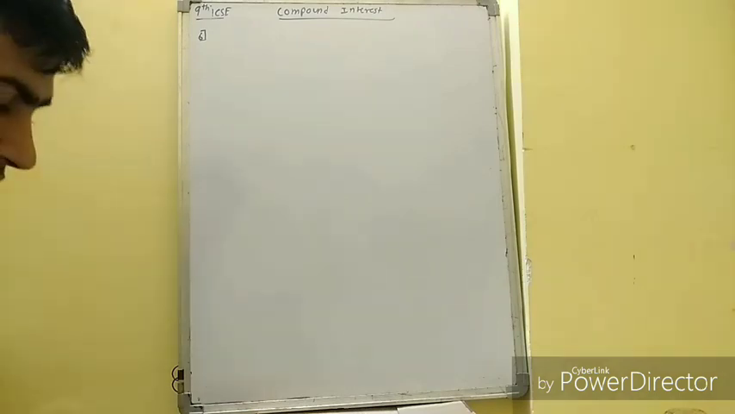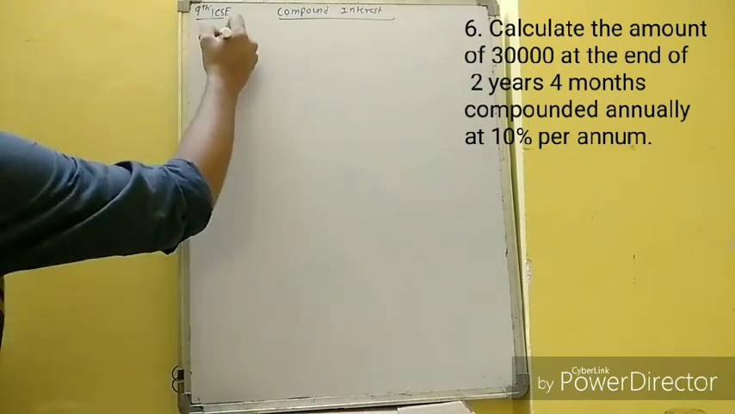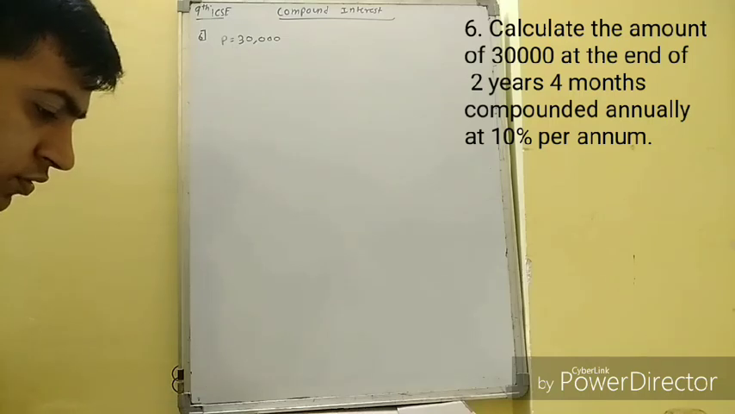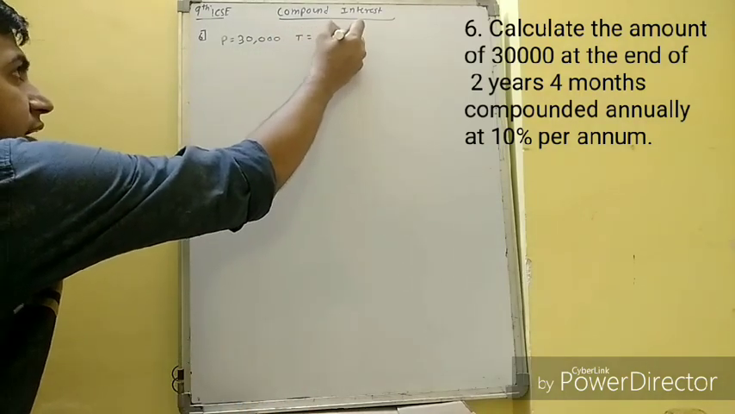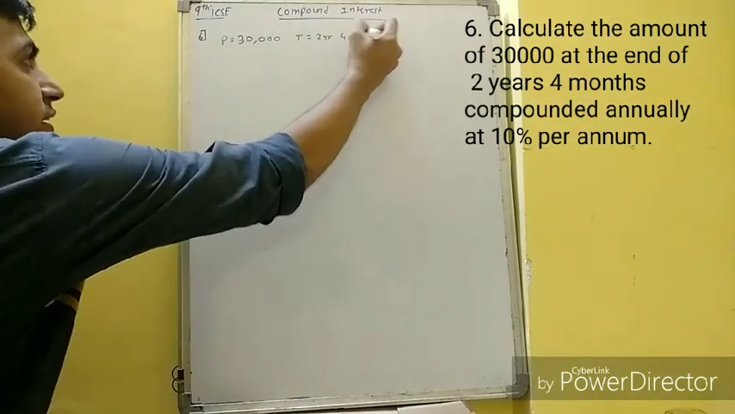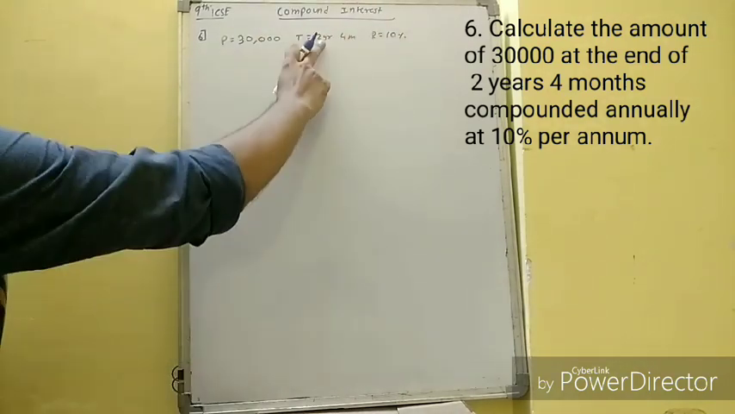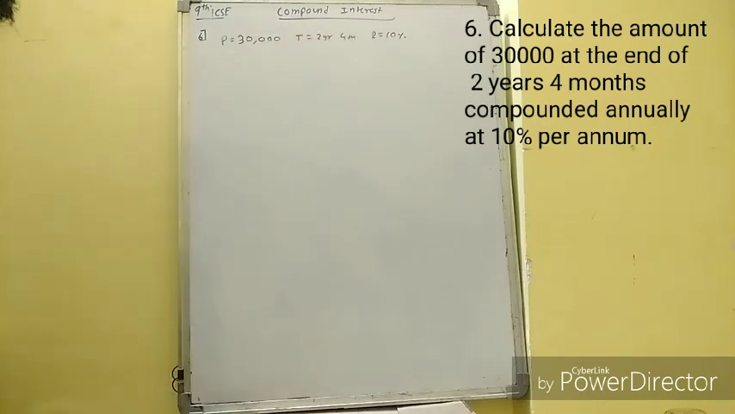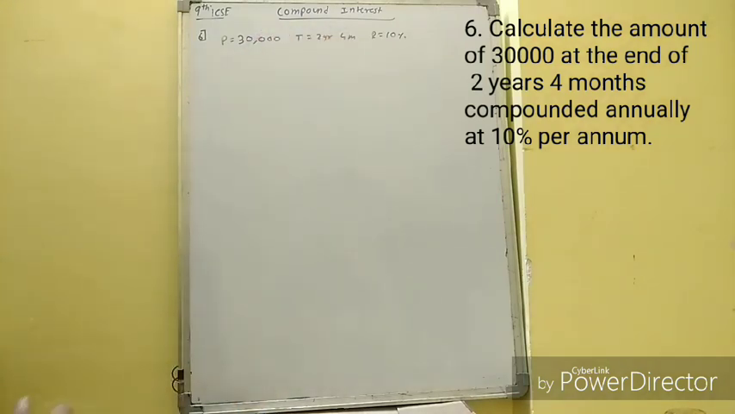Okay, in the sixth question we can see that calculate the amount of rupees 30,000. So the principal is 30,000 at the end of 2 years. So number of years is 2 years and 4 months. Okay, 4 months is also given. Compounded annually at the rate of 10%. So rate is 10%. So first we will calculate for 2 years and then we will do for 4 months. We have a formula that we can directly do with 2 years and 4 months also. Okay, we will see both of them.